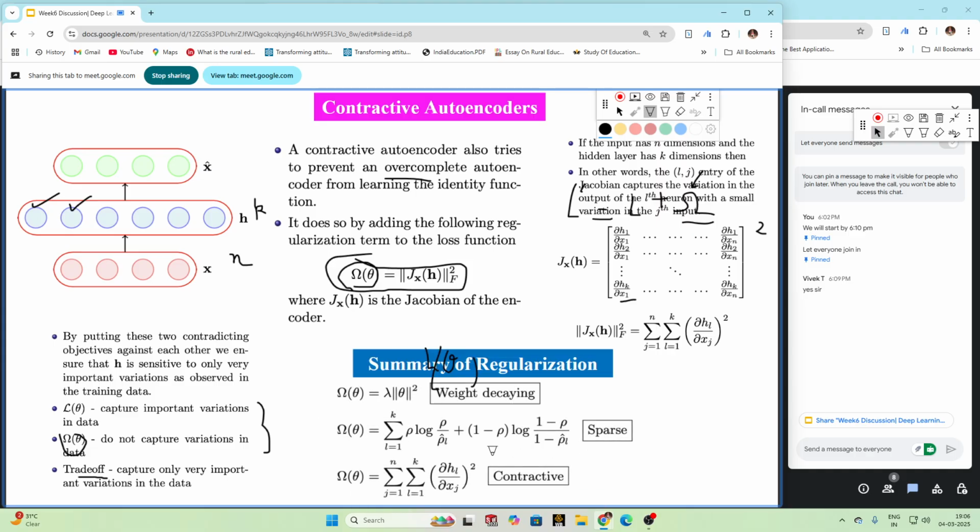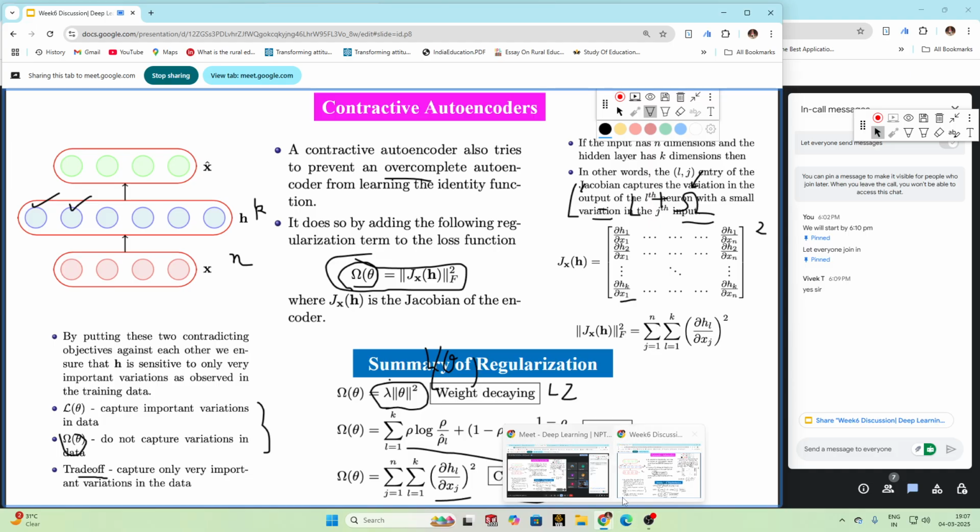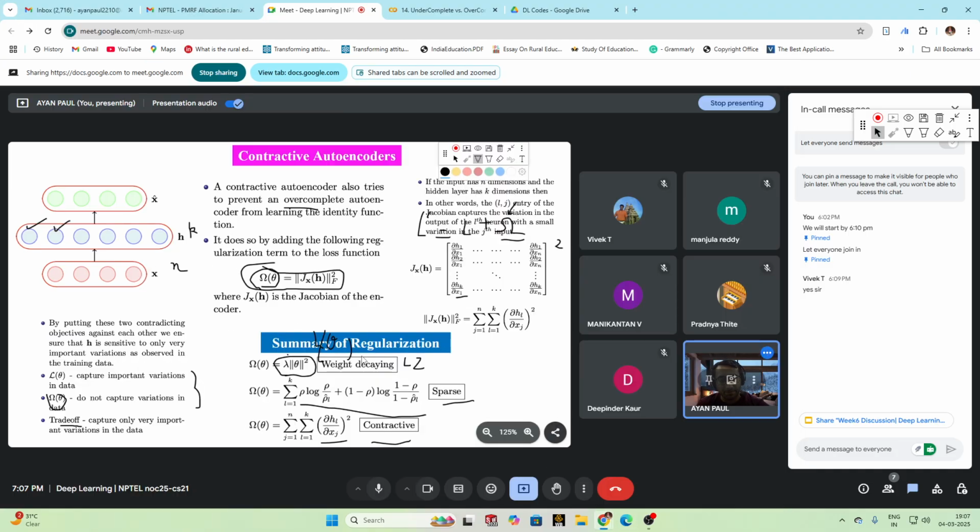So in summary, we have seen three types of regularization, though there are other types also. One is weight decaying, which is nothing but our L2 regularization, so this term is added in L2 regularization. In sparse regularization, this term is added, and in the contractive regularization, this is the term that is added. Okay, so this is regarding the regularization of the autoencoders. Is this clear to all of you?